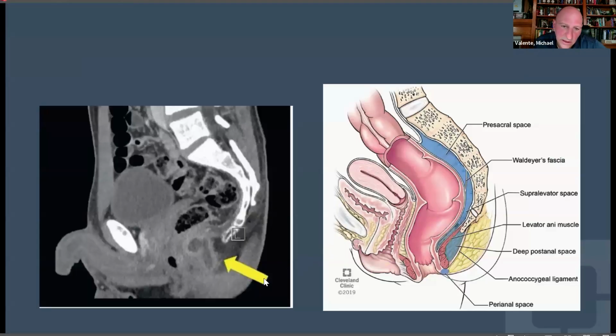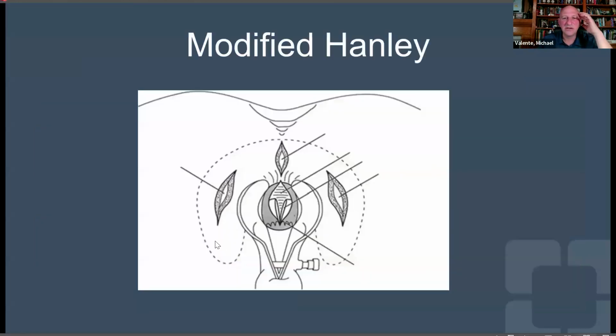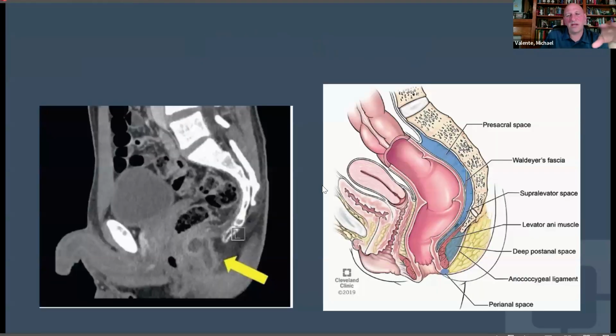Here's the sagittal view, and here you see the tip of the coccyx, and here's the pus right here in this deep postanal space. You don't really see an anal coccygeal ligament here, but you have to break through that. So when you take this patient to the operating room, we'll talk about the modified Hanley, but if you know that you have a deep postanal space based on imaging and examination, because there are no real external physical examination signs. There may be some erythema, but sometimes they're very sick.